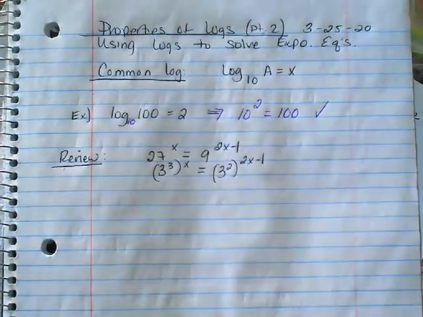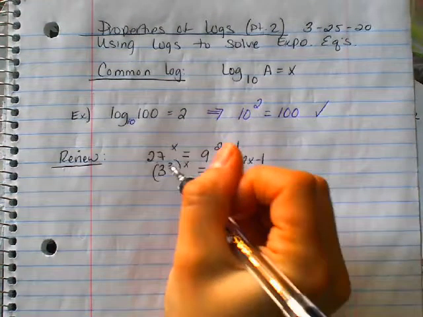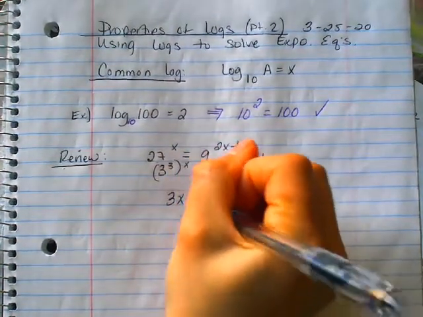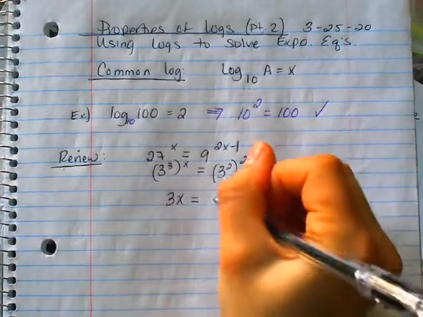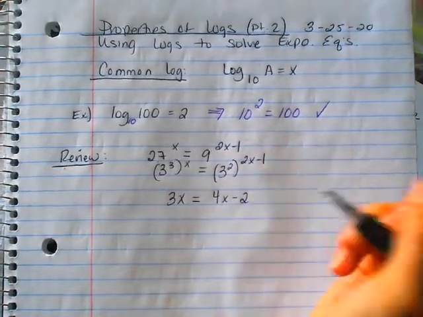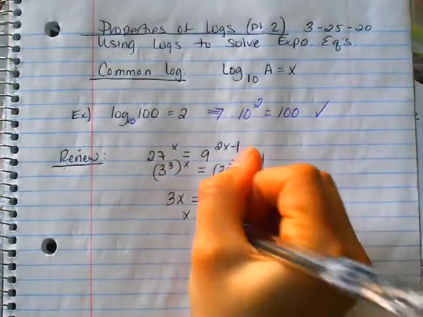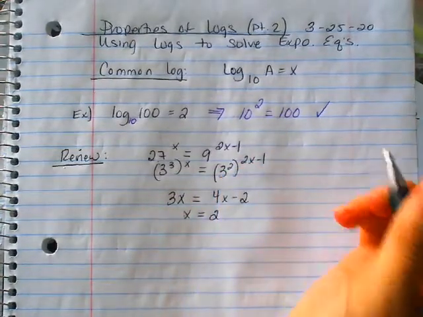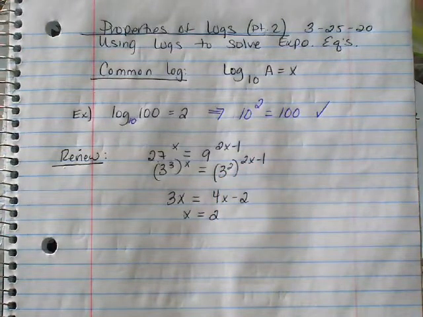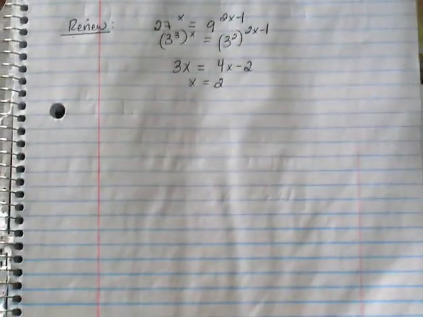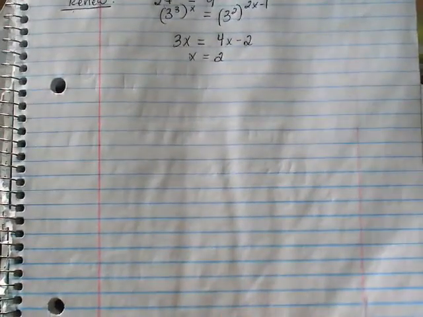And then I can use my exponent rules to solve. So I multiply 3 times x and 2 times 2x minus 1. Don't forget to distribute there to solve for x. Okay, so common log comes into play when that type of work is not so obvious.